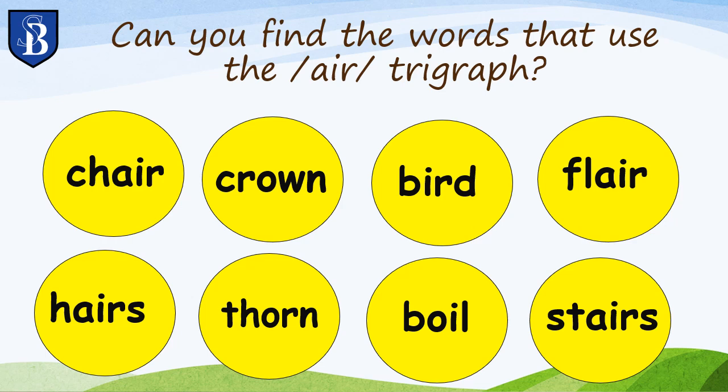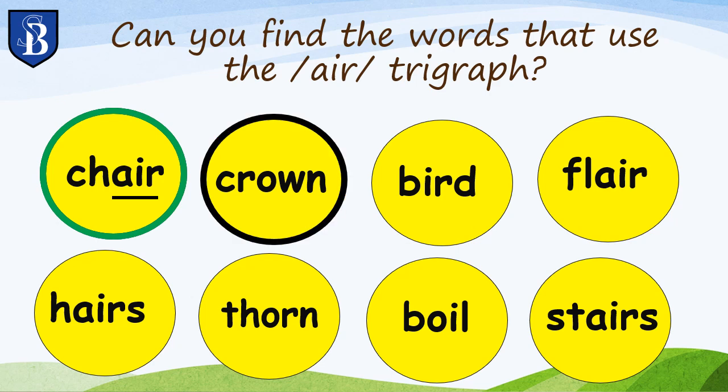Now let's look at each of these words together and see if we can see the air trigraph. Here's our first word. Does that use air? Yes, it does. There's the A-I-R. What's the word? Well done if you said chair. Chair does use the air trigraph.